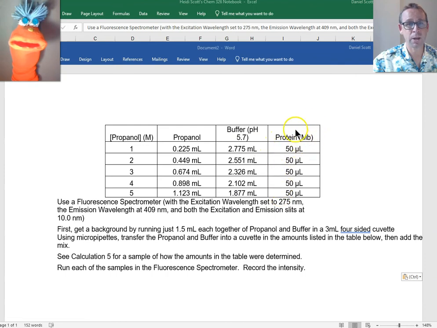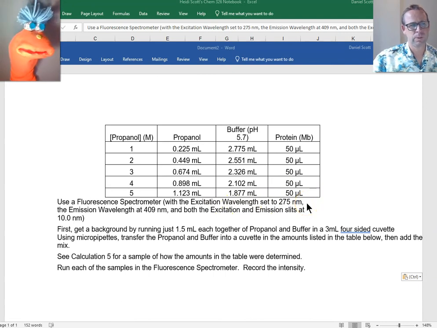This was myoglobin. We use myoglobin as a protein here. And these were the numbers of the molarity. This is the molarity of the propanol, 1 through 5 molar. And then we used a fluorescence spectrometer, and the excitation wavelength was 275. What do you think that means? Was that the wavelength that it emitted? Oh, no, it says emission wavelength. So that must be the wavelength that it absorbed.